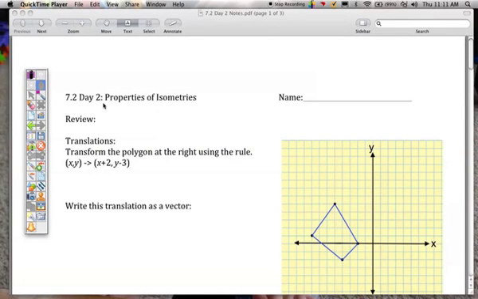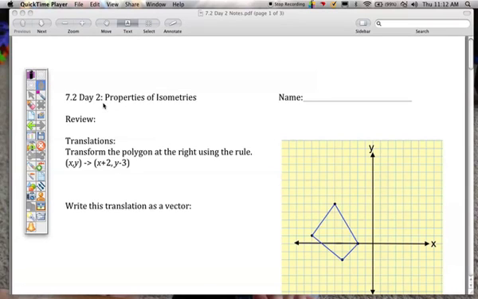Section 7.2, we're going to review those properties of isometries. So again, moving a shape so that it doesn't change size or shape at all. We looked at translations yesterday, and also we looked at reflections. So we're going to review those rules, and then we're going to look at something called a minimal path conjecture. So the first one is review.